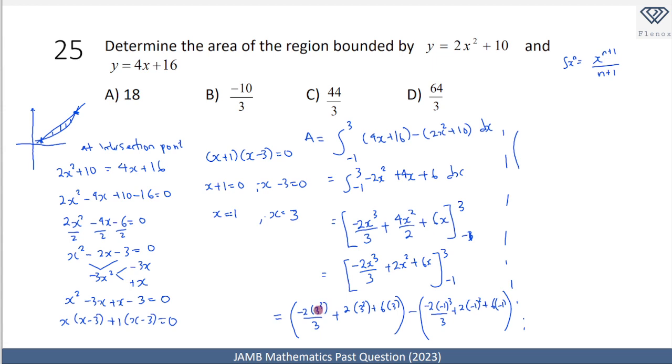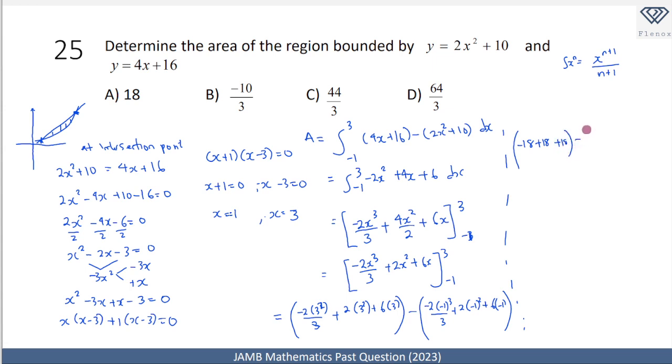3 raised to power 3 divided by 3 changes to a square. So 3 squared is what? It is 9. And 9 times minus 2 is minus 18. So this becomes minus 18. 3 squared is 9 times 2 is 18. Then plus 18. And 6 times 3 is what? 18. So you have minus 18 plus 18 plus 18.